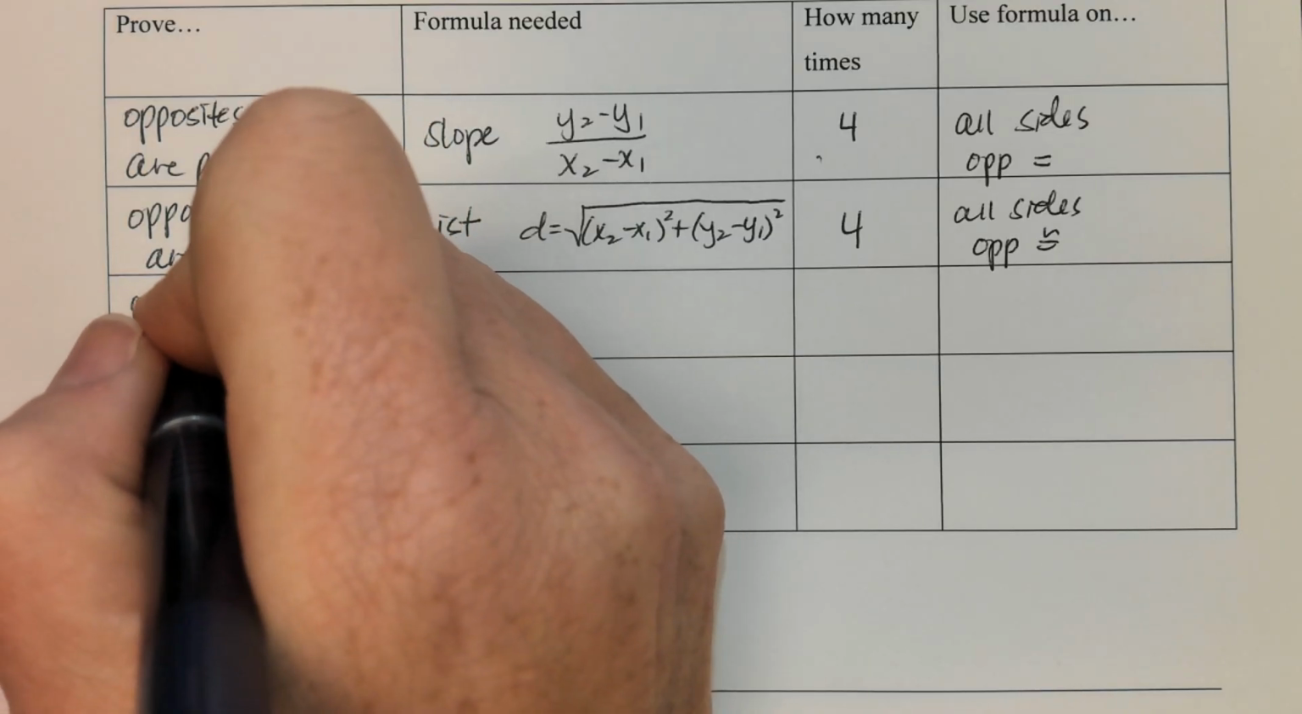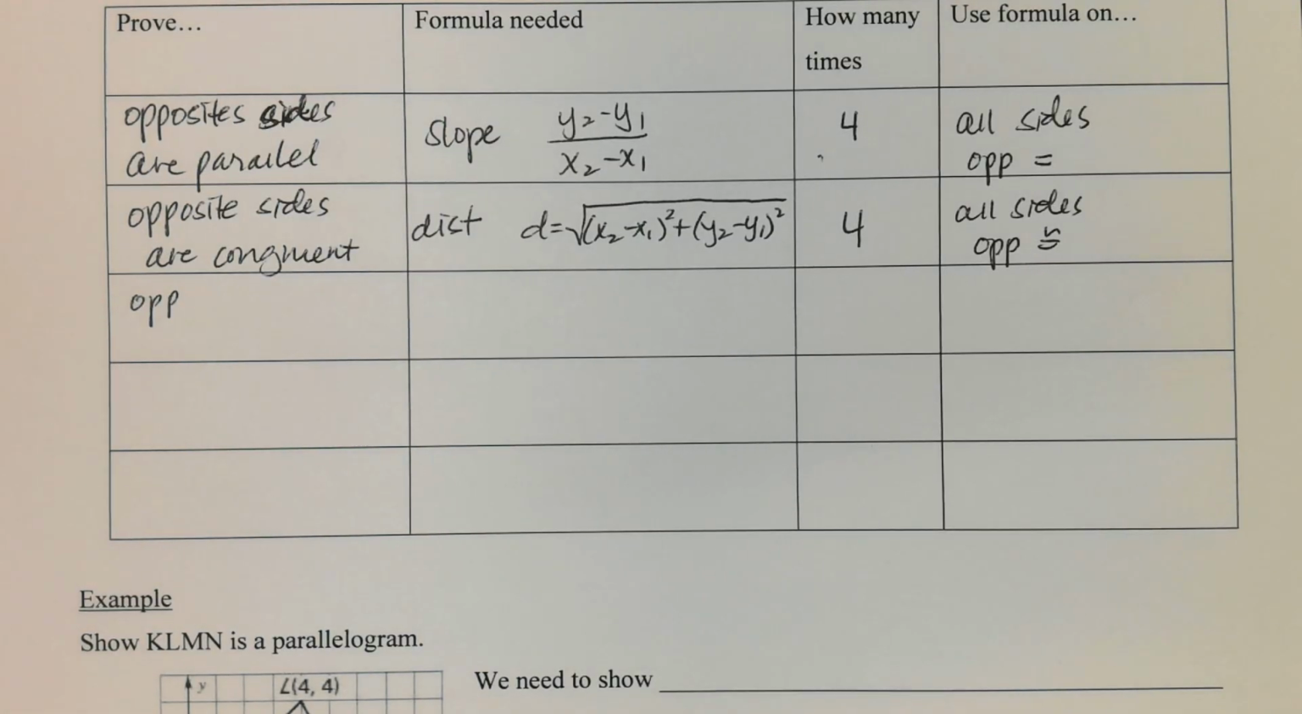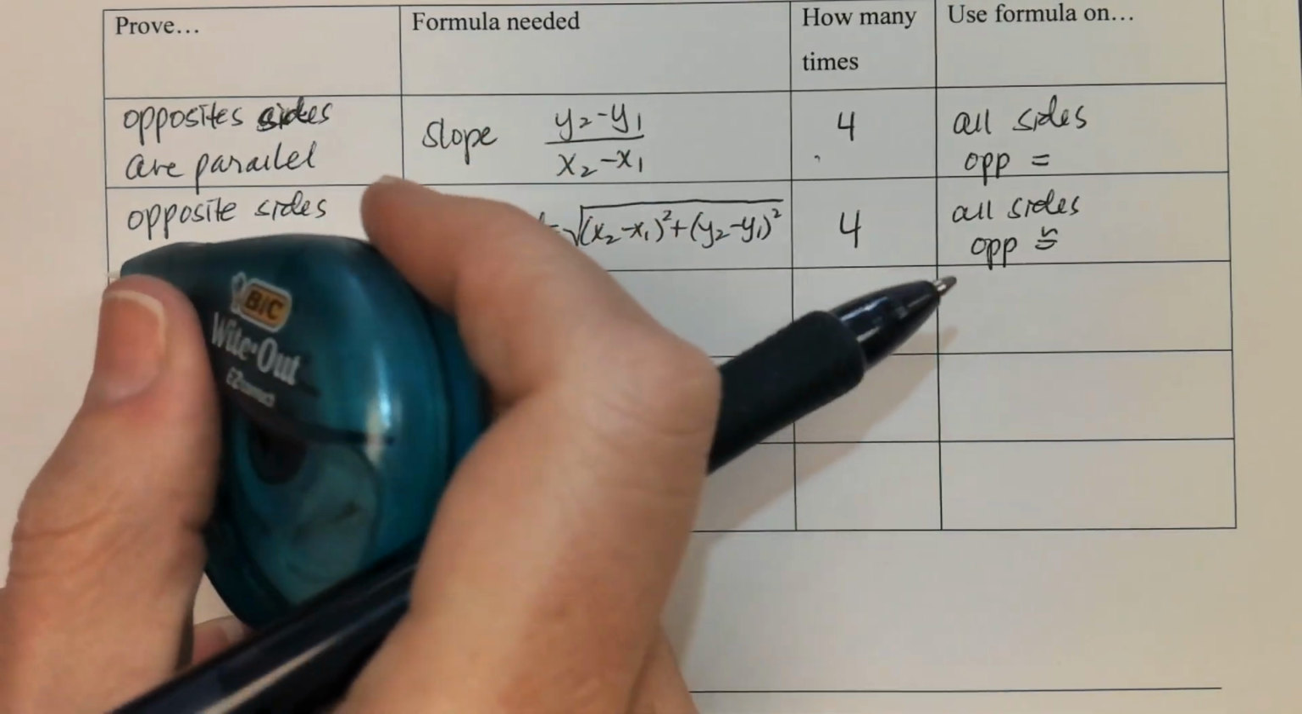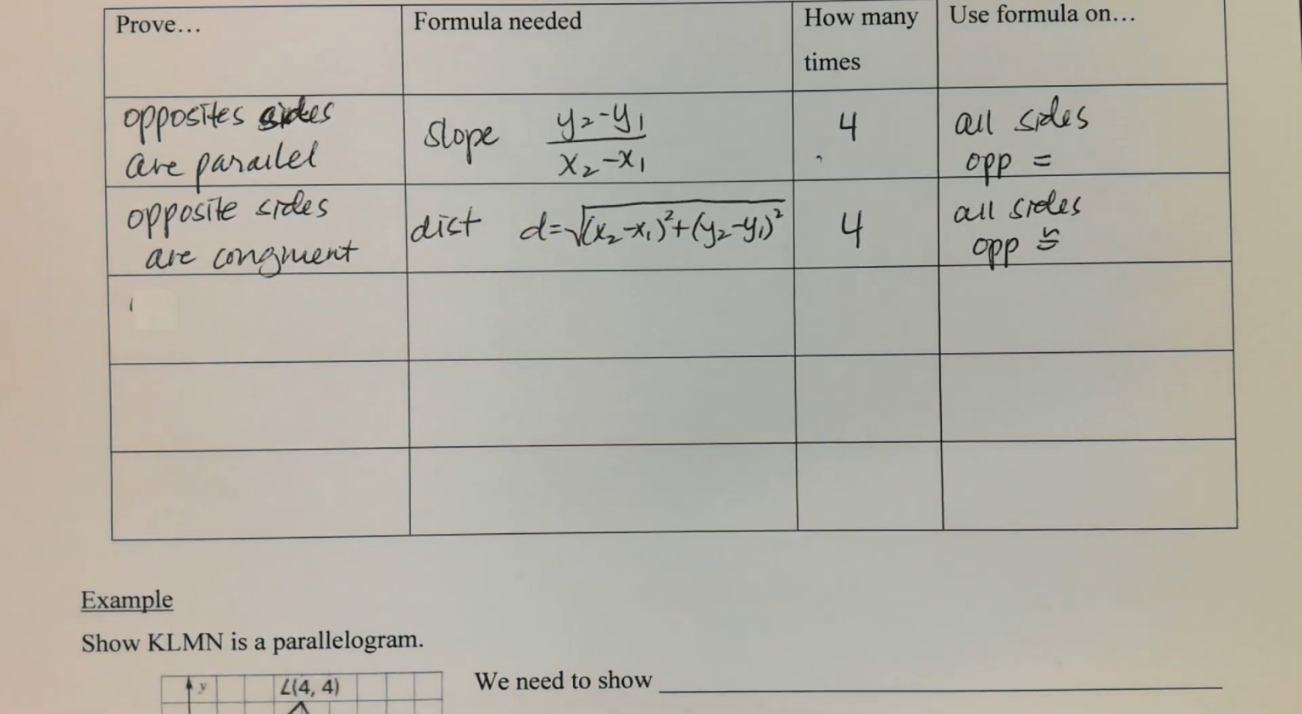Next up, you could show that opposite angles are congruent. Sorry, let's skip that one. Let's do opposite. Oh, dang it. Let's do diagonals. I was trying to put them in an order that went the ones that you want to do first. Okay, I lied.